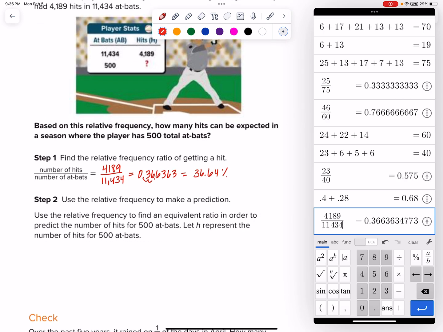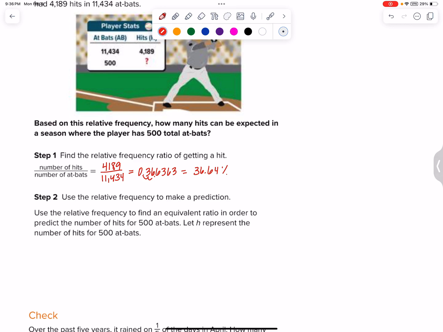Now, typically they would just keep it as a decimal, okay? But we're just writing it as a fraction as well. So let's go ahead and use that relative frequency to make a prediction now. And we want to predict the number of hits for 500 at-bats. So this decimal that we calculated, that would be per bat. That's his chance of hitting. So that's per one bat.